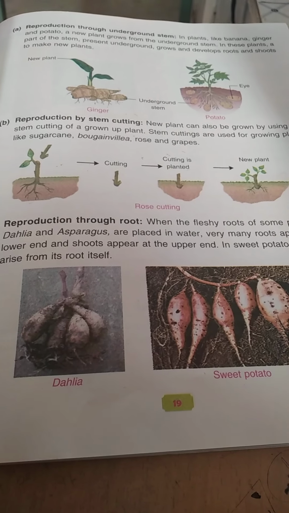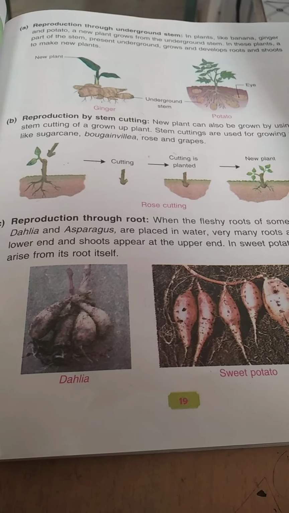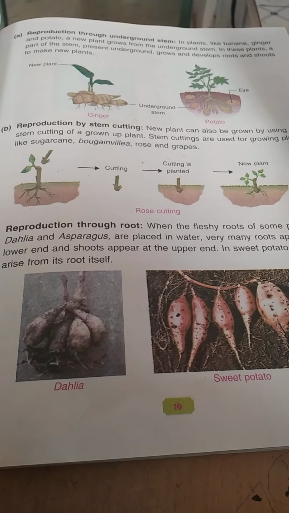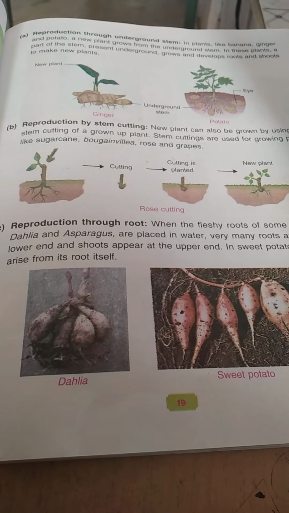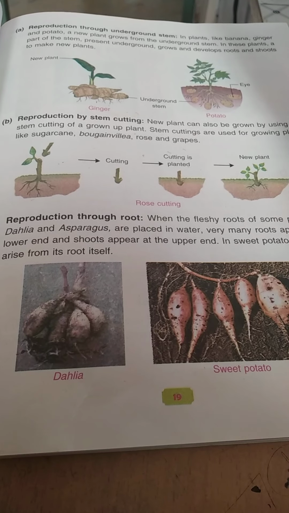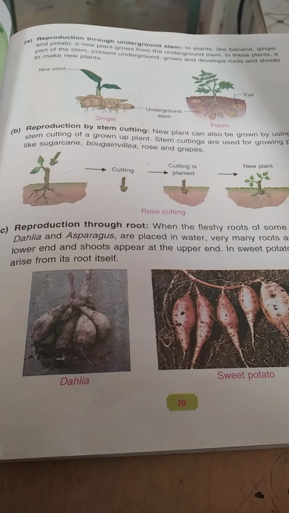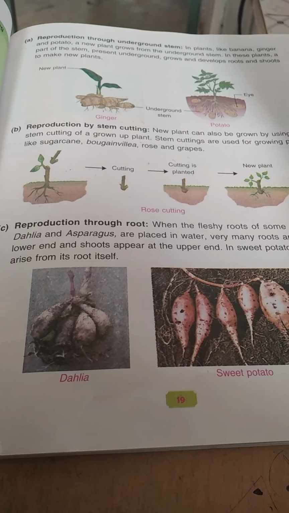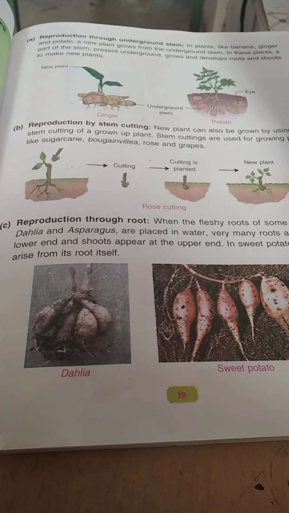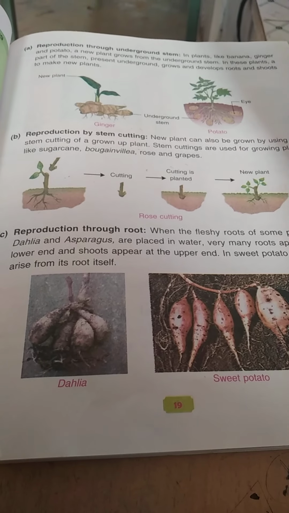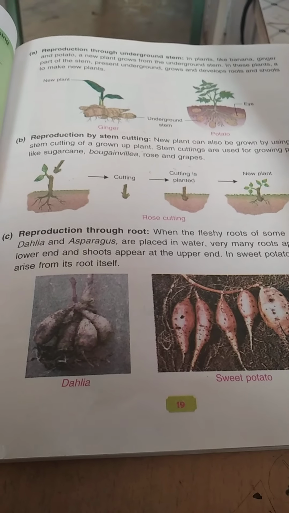That reproduction is actually the result of sexual reproduction. But the other vegetative parts are also involved in reproduction. If vegetative parts of the plants are involved in reproduction, then it is known as vegetative propagation or vegetative reproduction. Because plants have two types of parts.